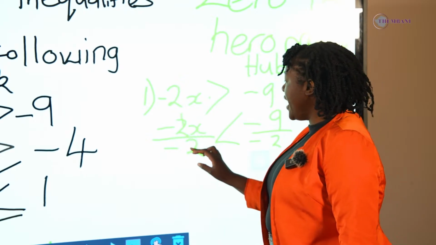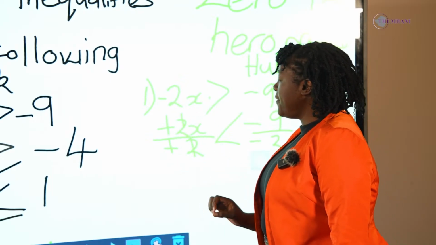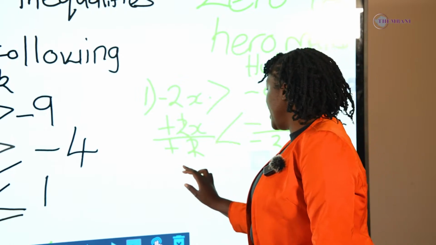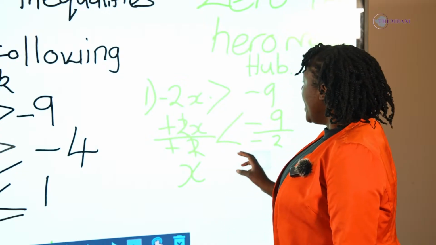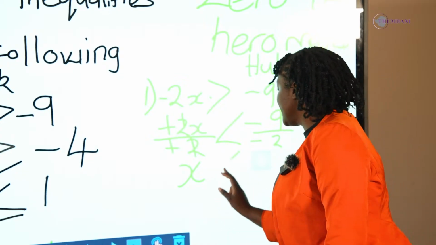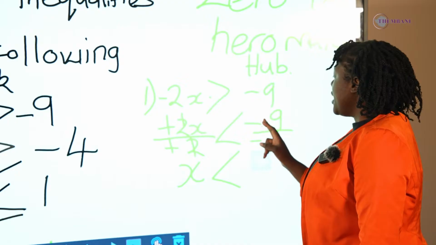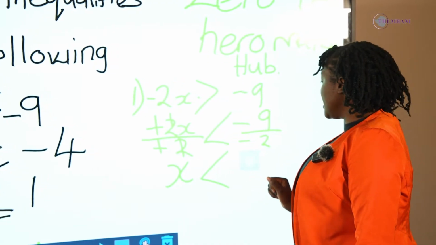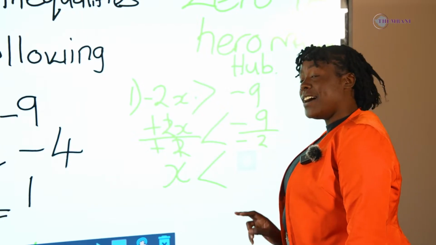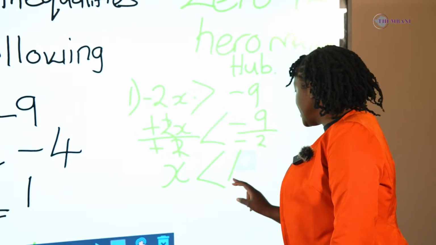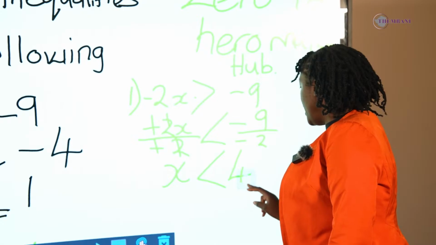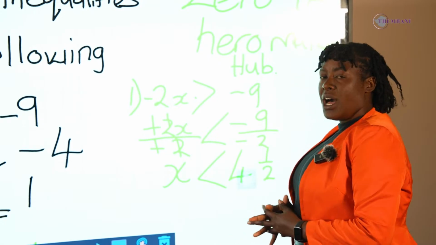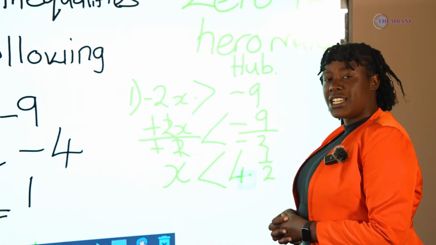If we divide here and here, we get 1. If negatives divide each other, we get a positive. So our answer here is x, and then x is now less than, if we divide a negative by a negative, we get a positive. So 2 into 9 will give us, if it is a fraction, 4 and 1 over 2. This will be our solution if we are giving the solution as a fraction.